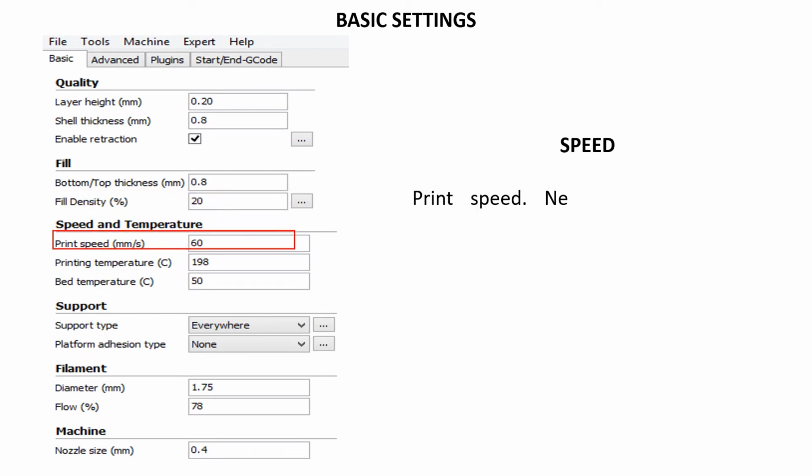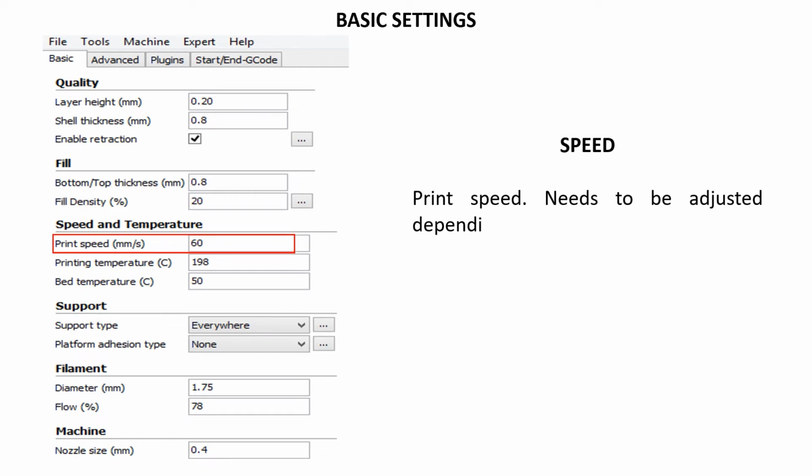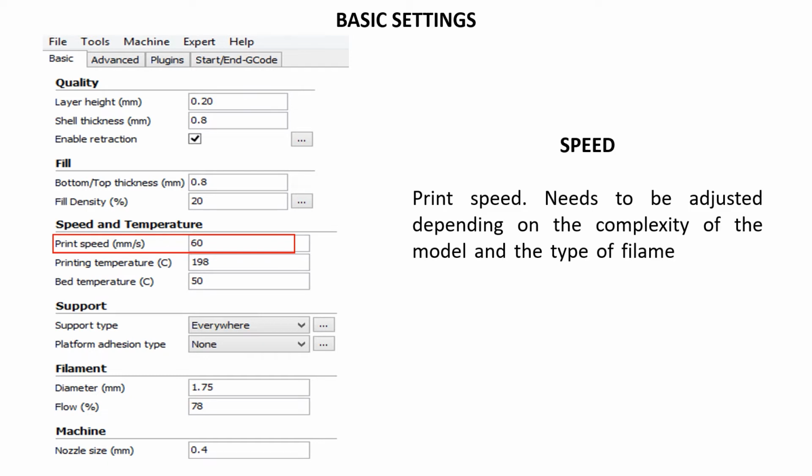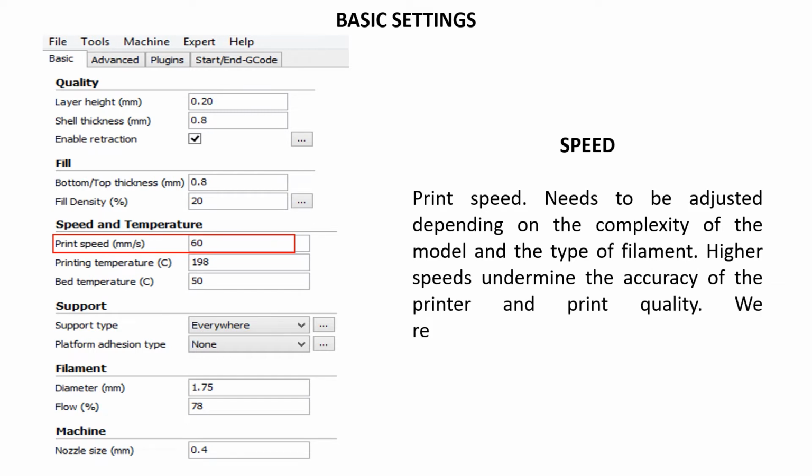Speed. Print speed. This needs to be adjusted depending on the complexity of the model and the type of filament. Higher speeds undermine the accuracy of the printer and print quality. We recommended not exceeding 70 mm per second.